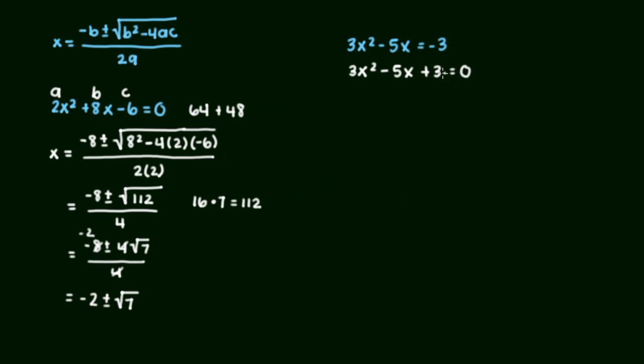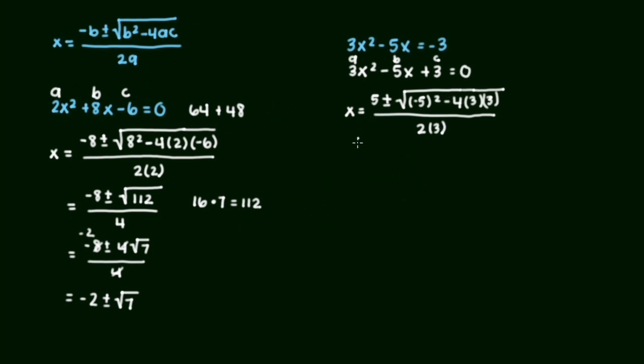Now we can see the value of a is 3, the value of b is negative 5, and the value of c is 3. We can plug these values into the quadratic formula. We have x is equal to opposite b, or opposite of negative 5, which is 5, plus or minus the square root of b squared, so negative 5 squared, minus 4 times 3 times 3. It's all going to be divided by 2a, which a in this case is 3.